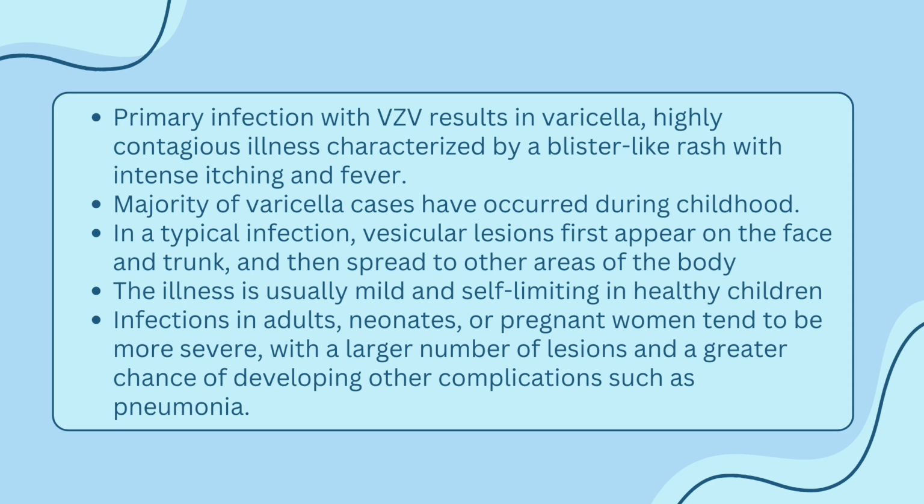Primary infection with VZV results in varicella, a highly contagious illness characterized by a blister-like rash with intense itching and fever. The majority of varicella cases occur during childhood. In a typical infection, vesicular lesions first appear on the face and trunk and then spread to other areas of the body. The illness is usually mild and self-limiting in healthy children. Infections in adults, neonates, or pregnant women tend to be more severe, with a larger number of lesions and a greater chance of developing other complications such as pneumonia.